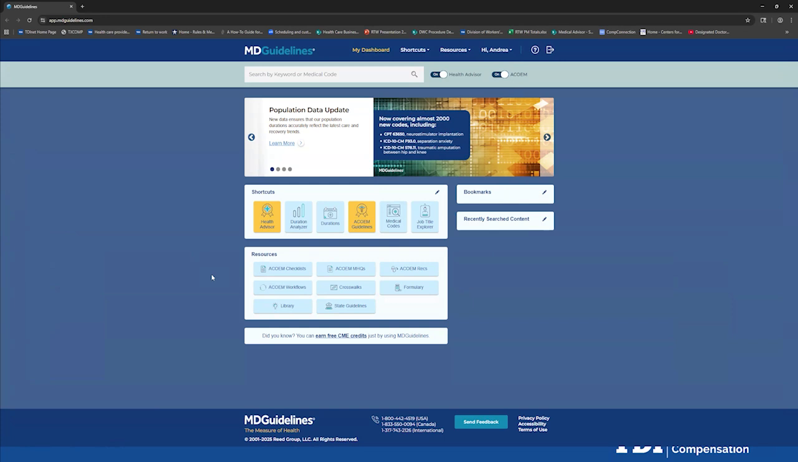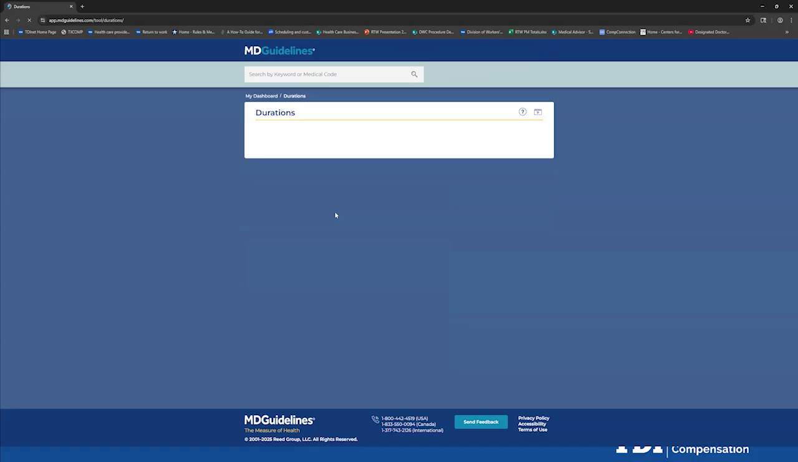So the ODG, which is our treatment guidelines, and the MD guidelines both have return to work and treatment guidelines. And then on the non-network side of workers' compensation, the ODG is used for treatment guidelines. MD guidelines are used for return to work guidelines. So this is what I have up, the MD guidelines, and we're going to be using the durations view only. So we're going to take a look at this.